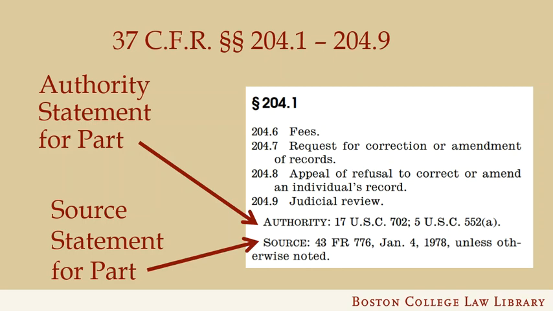Before the first section in a part, there is usually an authority statement. This is the statute that gives the agency power to make these rules. At the beginning of many CFR parts, there's also a source statement. The source is the equivalent of the statutes at large citation that appears at the bottom of U.S. Code sections. This is the citation to the volume and page in the Federal Register where these final regulations were first published.